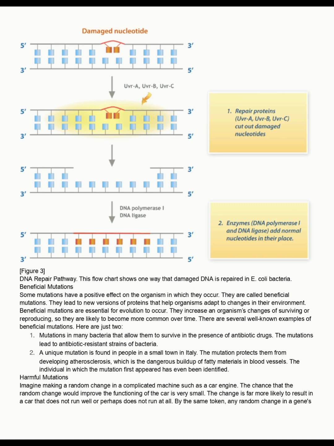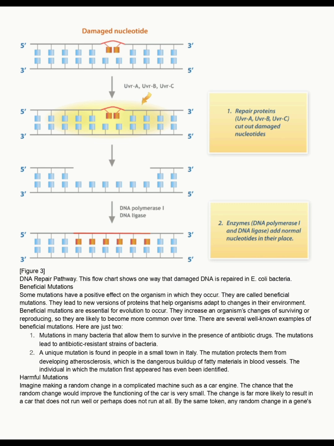coli bacteria. Beneficial mutations. Some mutations have a positive effect on the organism in which they occur. They are called beneficial mutations. They lead to new versions of proteins that help organisms adapt to changes in their environment. Beneficial mutations are essential for evolution to occur. They increase an organism's chances of surviving or reproducing, so they are likely to become more common over time.